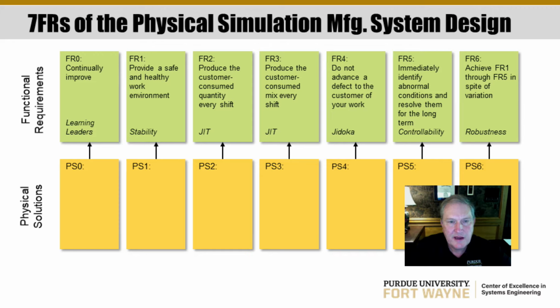And then finally, FR6 is the robustness FR, which is saying that we'd like to achieve all these previous FRs in spite of variation. So we've attempted to drive out variation, but we're also flipping the coin and saying that if we do have variation, we want our system to succeed. So the challenge of the simulation is, what are the PSs that we need to implement in the simulation to achieve the 7 FRs?